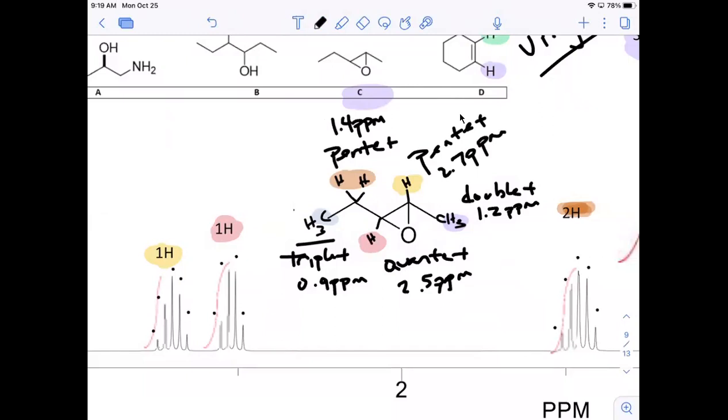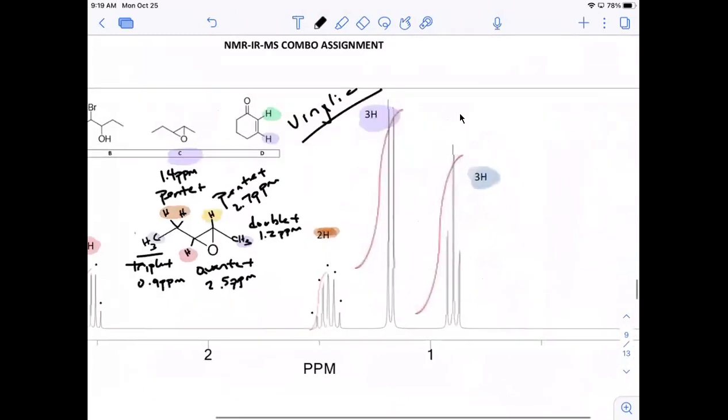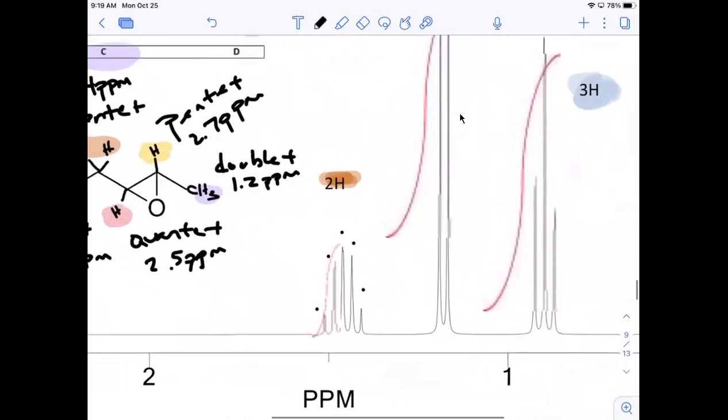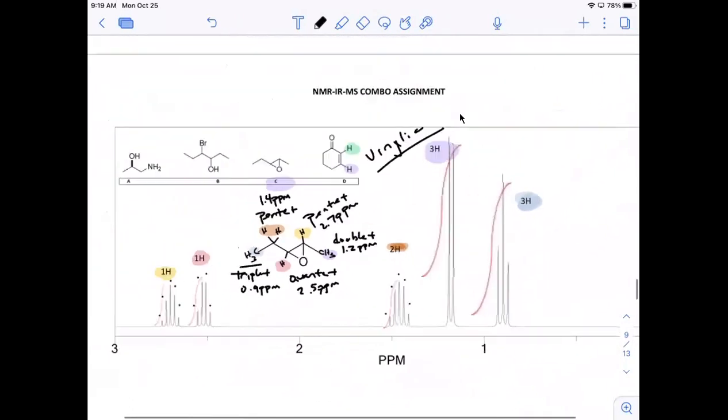And then you have down here another pentet. What's the difference between the 2? You got 2 pentets that are possible. Why is one further upfield than the other? One is closer to the oxygen. Mm-hmm. The protons that are on carbons that are bound to oxygen, like the ones in the epoxide, those are going to be further downfield.